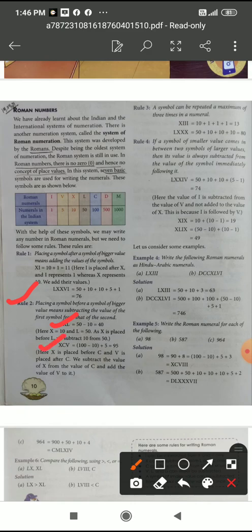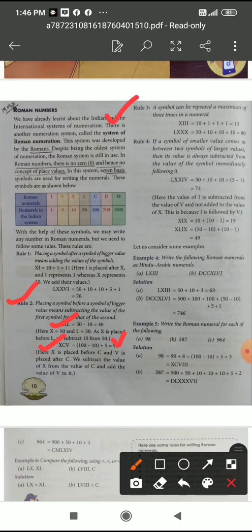XCV. X means, children, 10, you know. C means 100. V means 5. Here XC. X is lesser than C. So here we subtract. 100 minus 10, means C minus X. Then plus 5. That is 95. Okay. Then comes rule number 3.